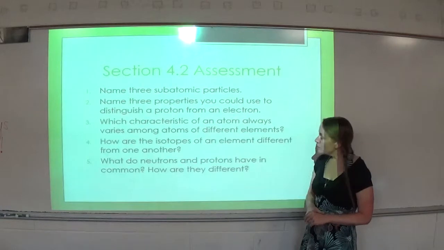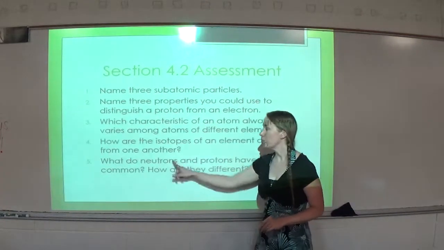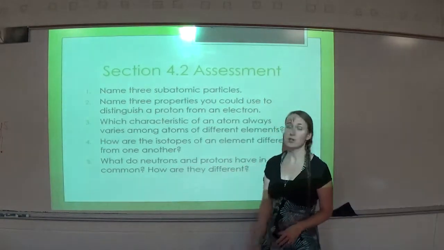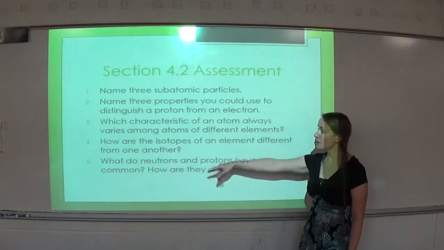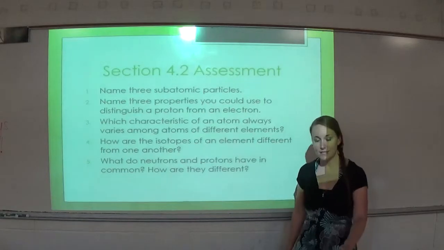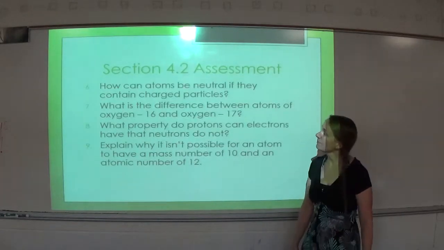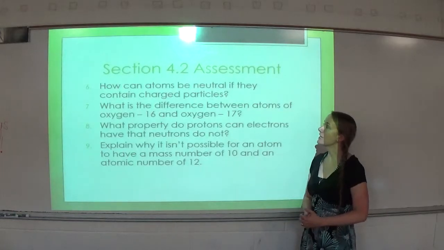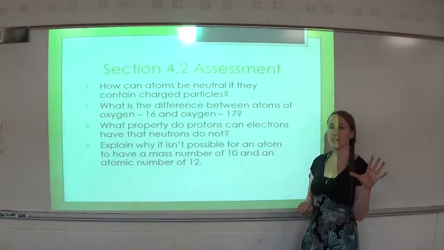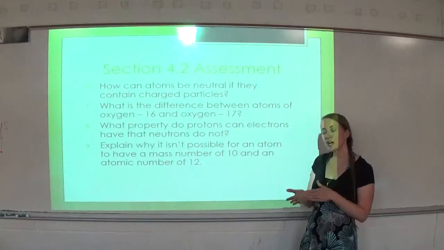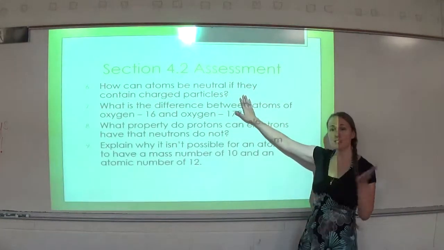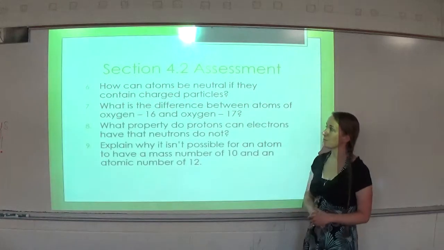Number 5, what do neutrons and protons have in common? Well, they're both in the nucleus. And how are they different? Well, protons have a positive 1 charge, neutrons have no charge. Number 6, how can atoms be neutral if they contain charged particles? Well, remember, to become neutral, if we have 5 positives, we've got to have 5 negatives. So the number of protons and electrons is the same, so the charges cancel.